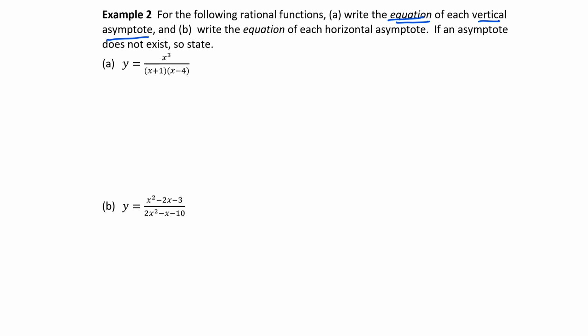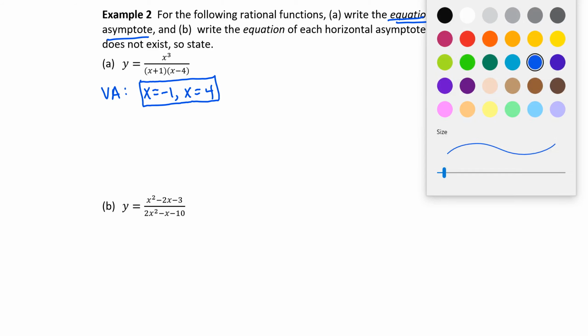Example A, we have y equals x cubed divided by x plus 1 times x minus 4. Remembering that a vertical asymptote occurs where the denominator is equal to 0, we need to find the zeros of the denominator. In this case, the zeros of the denominator are x equals -1 and x equals 4. And notice I just wrote the equations of those vertical asymptotes. These would be the restricted values of the domain.